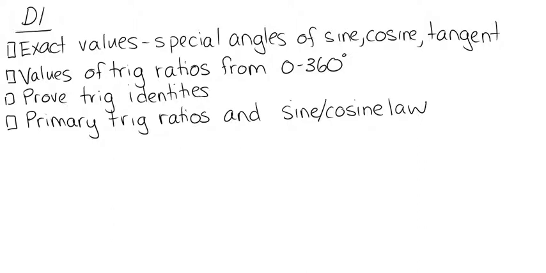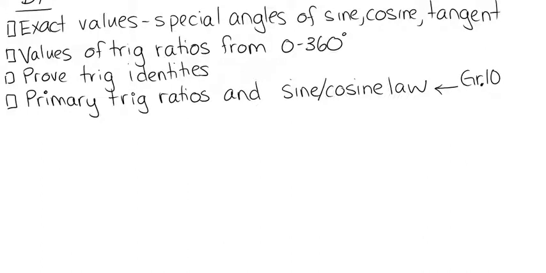And we have to prove trig identities and use the primary trig ratios and the sine and cosine law. Both of these things are from grade 10 math, and they're just carried forward this year with the expectation that now you could maybe solve some problems using those. Okay, so let's go through all this stuff. I'm going to start with the review of grade 10 trig, just basic grade 10 stuff.